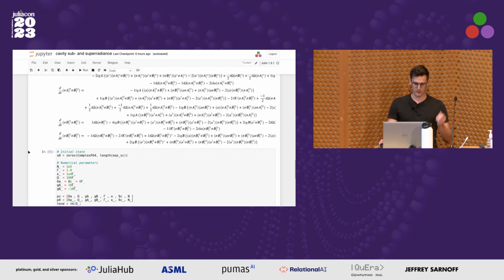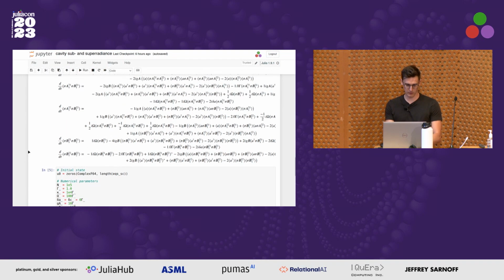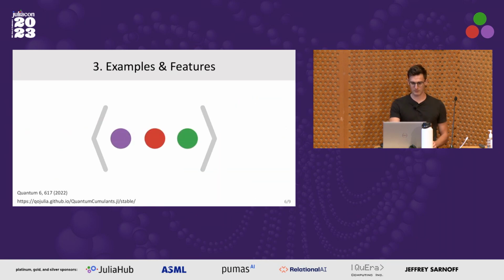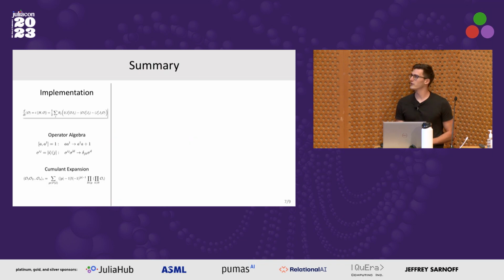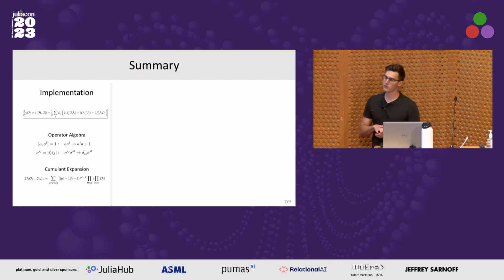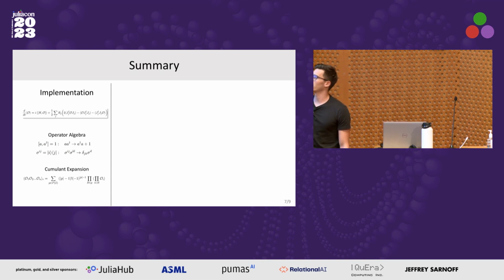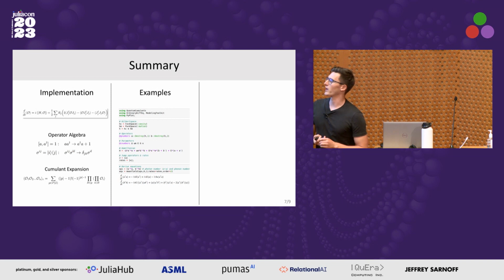Yeah, and that's basically what I wanted to show on the side of the examples. Let me briefly sum up what I showed you in this presentation. At the very beginning, I showed the implementation, which basically reduces to implementing the operator algebra and the cumulant expansion. Then I showed some practical examples on the optomechanical cooling and on the superradiant lasing.